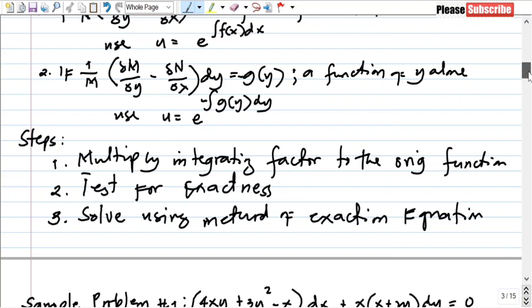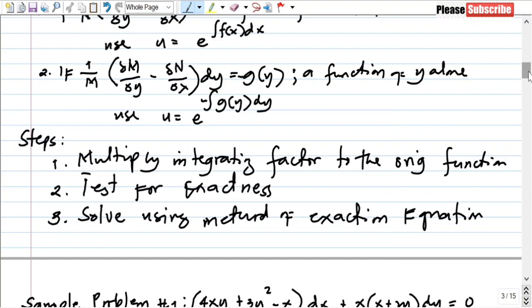Now, kung nakuha mo yung function of x alone or function of y alone, then you have to get the integrating factor using this formula, e to the integral of f of x dx, or e to the integral of negative g of y dy. So, depende kung anong variable ang nakuha mo, single variable nakuha mo. And after that, you try to multiply yung integrating factor to the original equation, and then ulit, mag-test for exactness ka. Pag nakuha mo ng exact, then mag-proceed doon sa method of exact equation. So, ganun po yung ating solution for non-exact DE, wherein hinahanapan natin ng integrating factor.